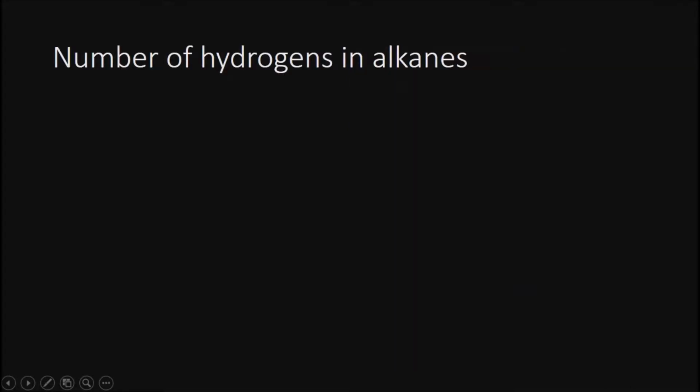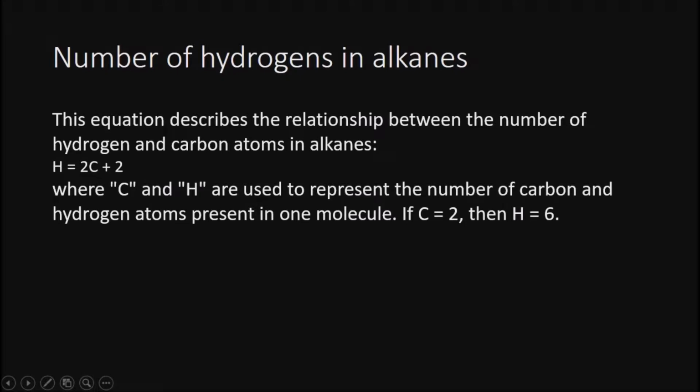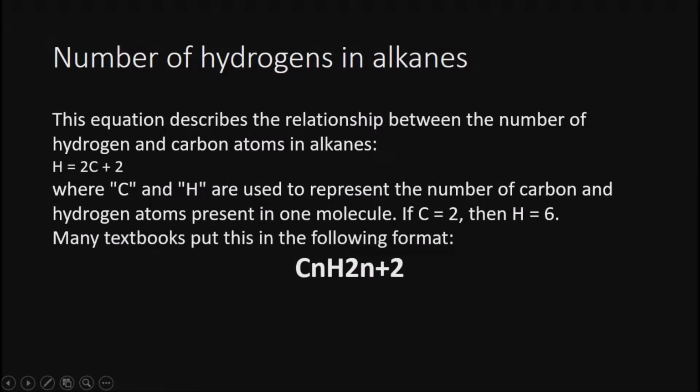So we can identify the number of hydrogens that the alkanes have, and the equation that best describes this relationship is this one, where C and H are the atoms of carbon and hydrogen. And this is how some textbooks put the formula. The n we can substitute by the number of carbons that the molecule has.